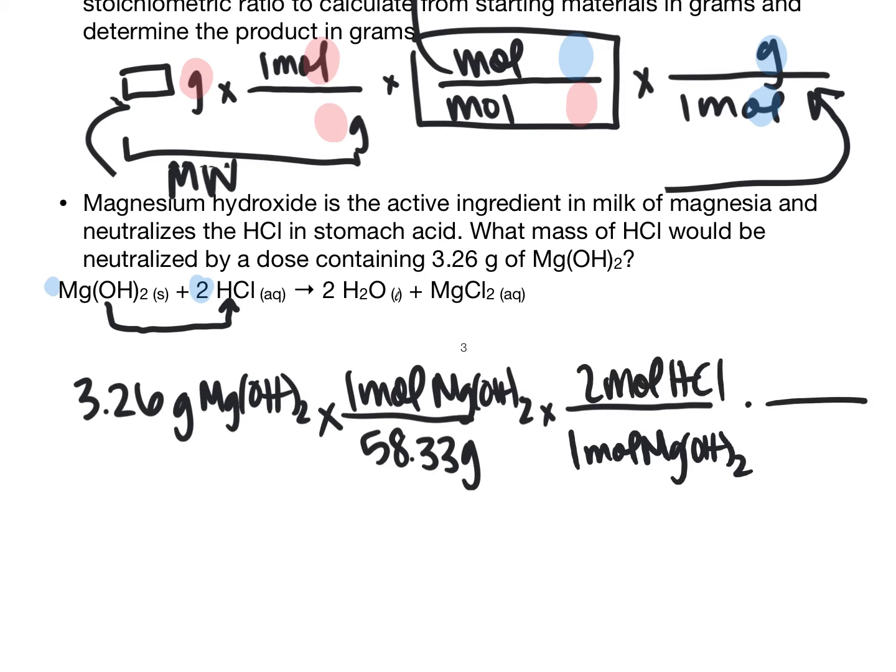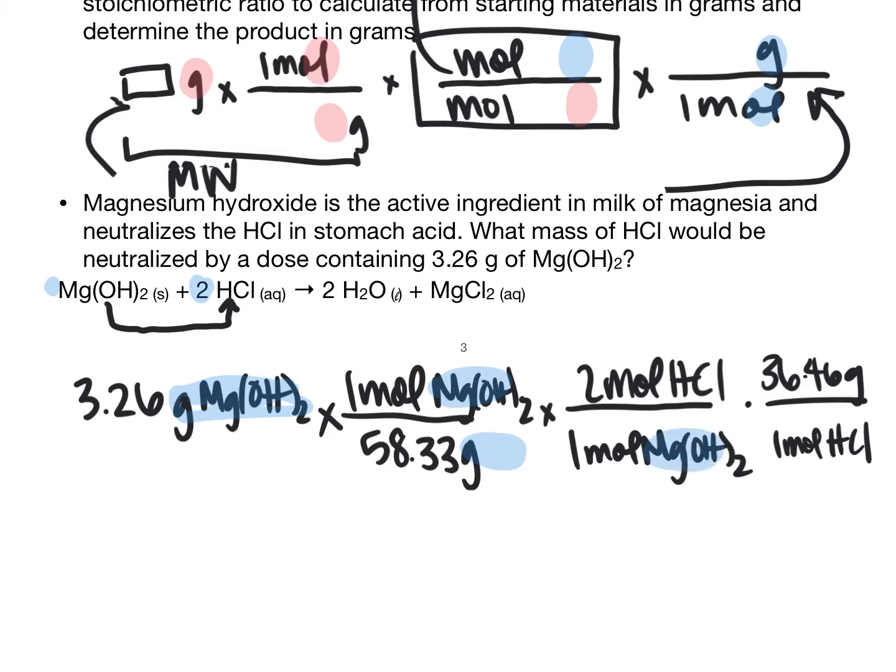And then we need to convert back to grams. So for 1 mole of HCl, that weighs 36.46 grams. And so you'll notice that I wrote out all the units. The reason we do that is because we can color code these. We could go from grams of magnesium hydroxide to moles of magnesium hydroxide.